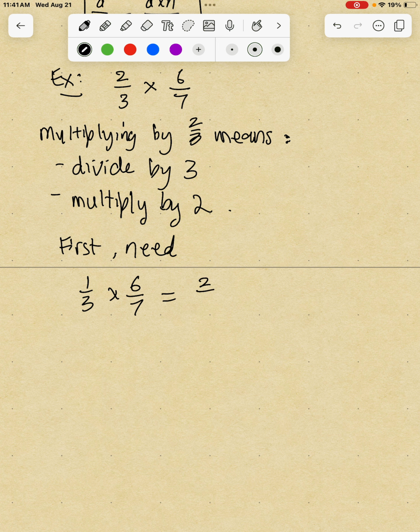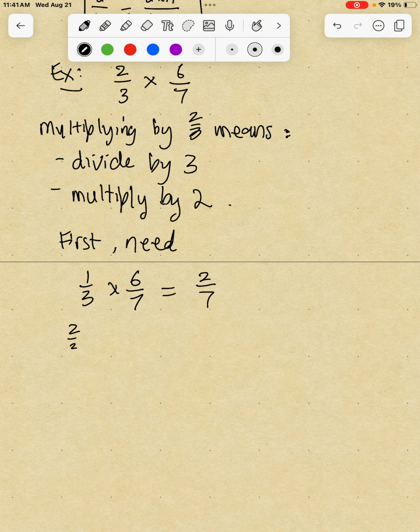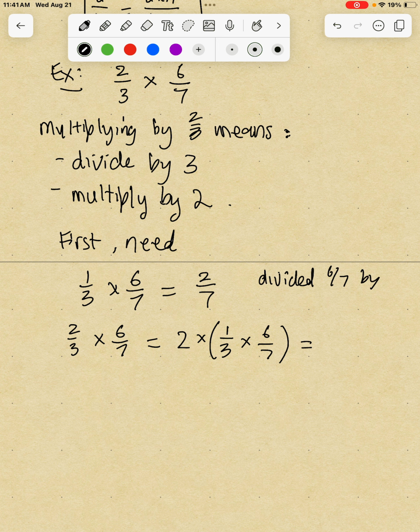2/7. Because we have 6 1/7ths, we divide those 6 into 3 equal groups, and so each group will be 2/7. And so therefore, 2/3 times 6/7, remember that's 2 times what you get when you do 1/3 times 6/7, because we divided 6/7 by 3, and now we need to multiply this by 2. And so that's 2 times 2/7, and that's 4/7.